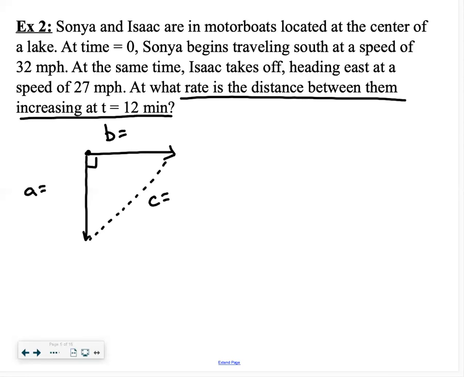Now be careful because all they're giving you is rates of change. She is driving at a rate, dA/dt, of 32 miles per hour. That's a rate of change, miles per hour. He is driving at a rate, it's not going to be B, it's going to be dB/dt, at a rate of 27. These are both going to be positive numbers because they're moving outward. The legs are getting bigger.